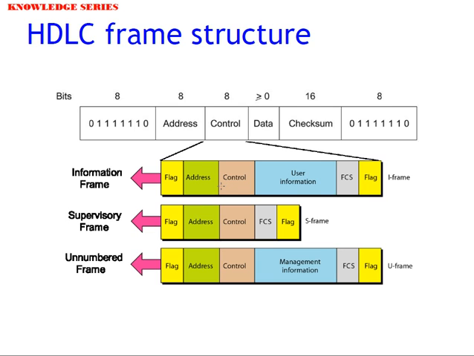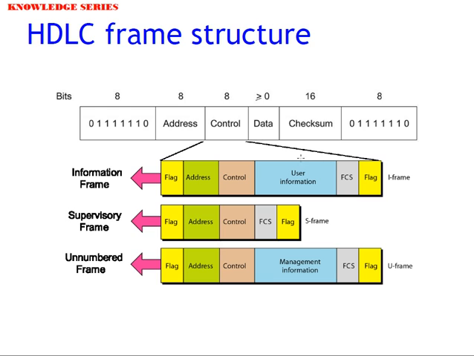The address field basically tells from where to where. That means it gives an idea about the secondary station to which this data has to be transmitted. This address field consists of 8 bits, so you can maintain 256 addresses in the HDLC frames. The control field is normally 1 to 2 bytes. It is used to maintain flow and error control. And data is the user information; data remains as data information.